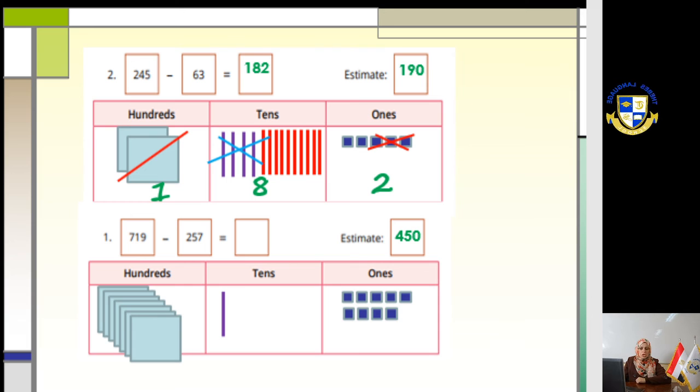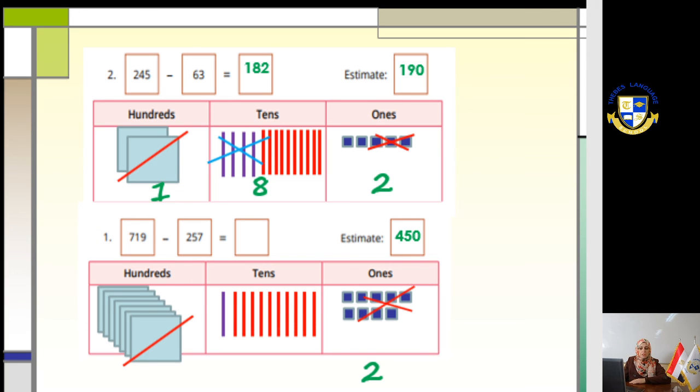Go for the tens. 1 minus 5. You cannot do this. 1 is smaller than 5. Go for the hundreds. Borrow 1, so the tens will be 11. So 11 minus 5, it can be done. 11 minus 5 will be 6. As for the hundreds, they are no longer 7, it's 6. 6 minus 2 is 4. Your answer is 462. When you estimate this number, it goes to 450.